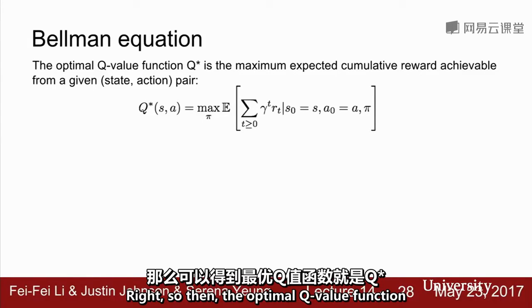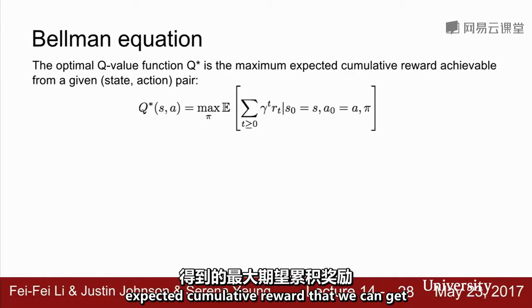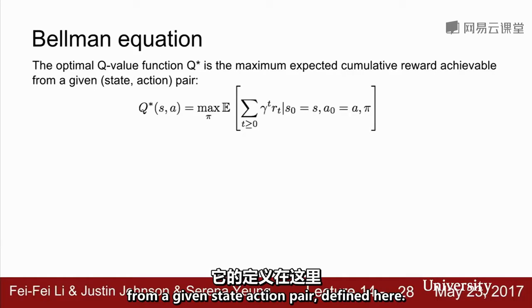Right, so then the optimal Q-value function that we can get is going to be Q star, which is the maximum expected cumulative reward that we can get from a given state-action pair defined here.